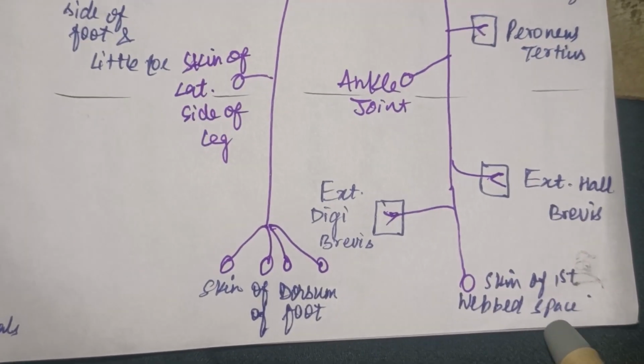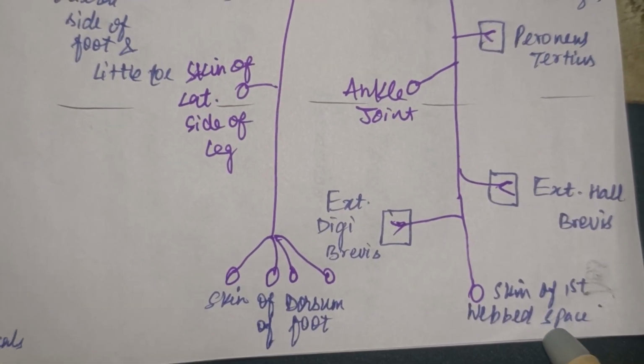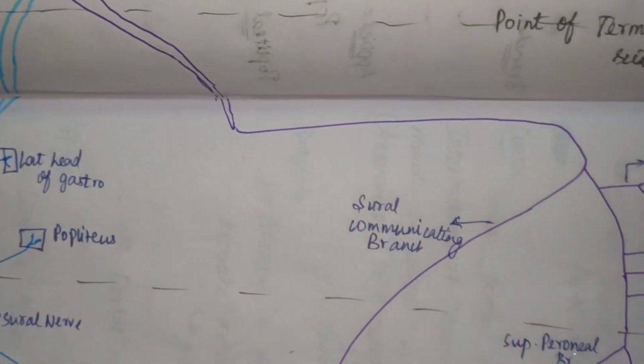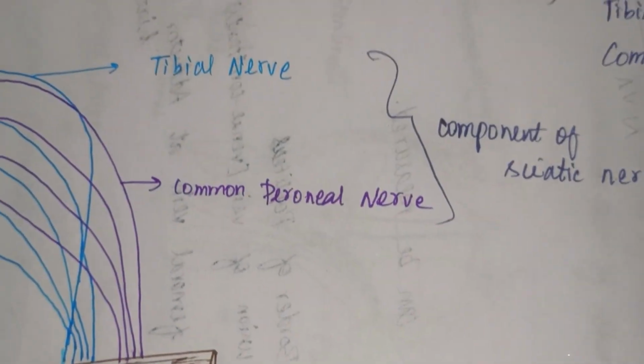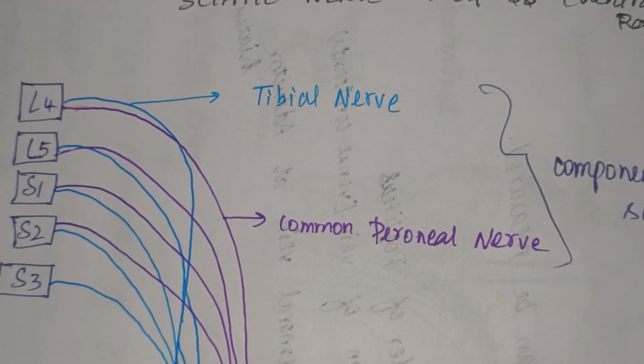Okay, now also it supplies the skin of the first webbed space. Okay, in this video we have clearly learnt about the sciatic nerve and its divisions and its origin.